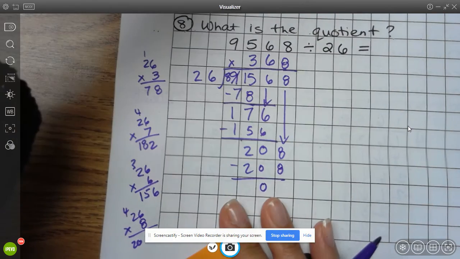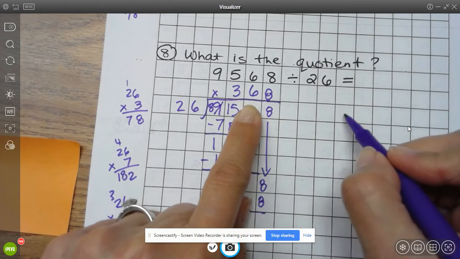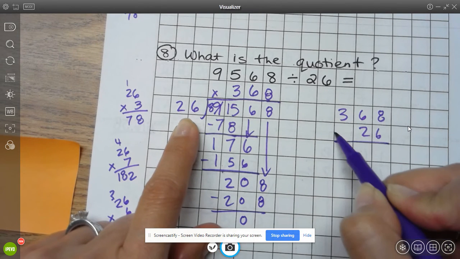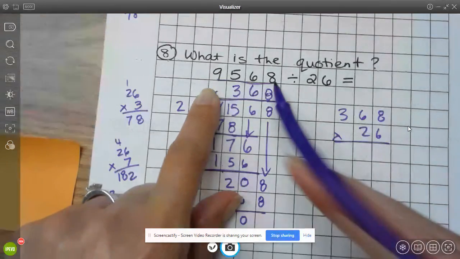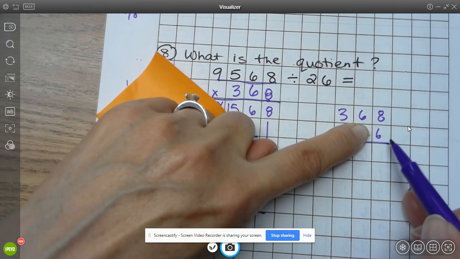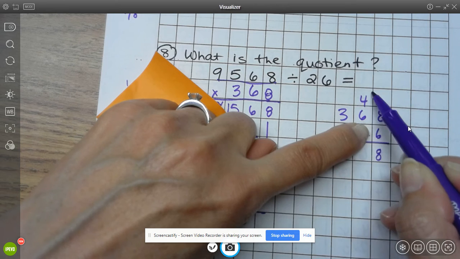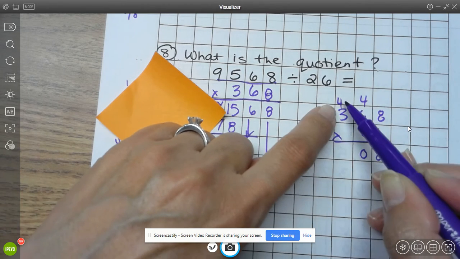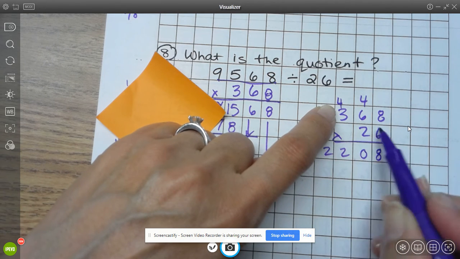Now, I'm going to check my work here. This is another division problem. I'm going to multiply my quotient, 368, times my divisor. And I should get this number, 9568, right? This one right here. So let's do it. I'm going to cover up that 2. 8 times 6, 48. 36, 37, 38, 39, 40. 6 times 3 is 18, plus 2 more, 18, 19, 20, 21, 22. And I'm all done with my ones.